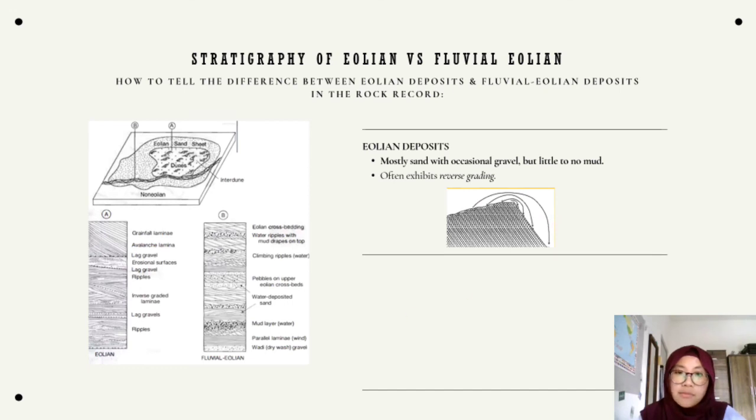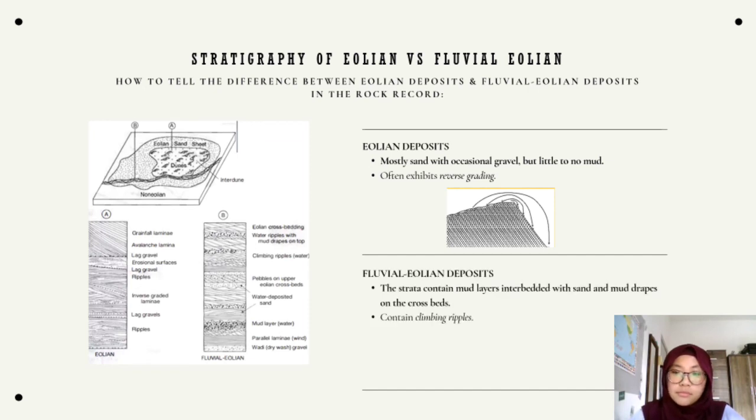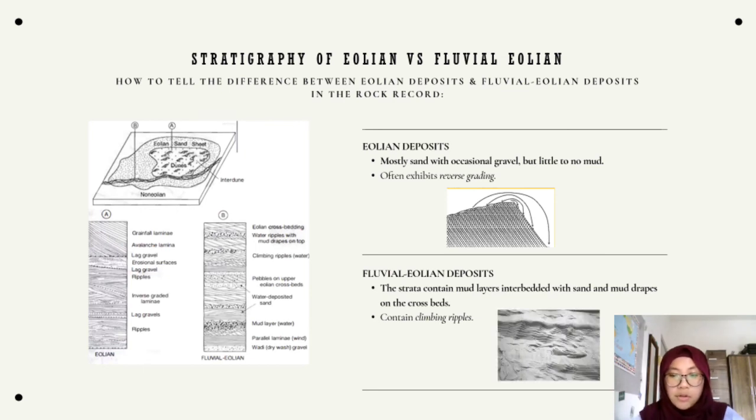This type of grading is relatively uncommon but is characteristic of sediments deposited by grain flow and debris flow. As for fluvial Aeolian deposits, the strata contain mud layers interbedded with sand and mud drapes on the crossbeds. They contain climbing ripples. Climbing ripples look like this one. It looks like a stair, but it's not a stair, it's called climbing ripples.